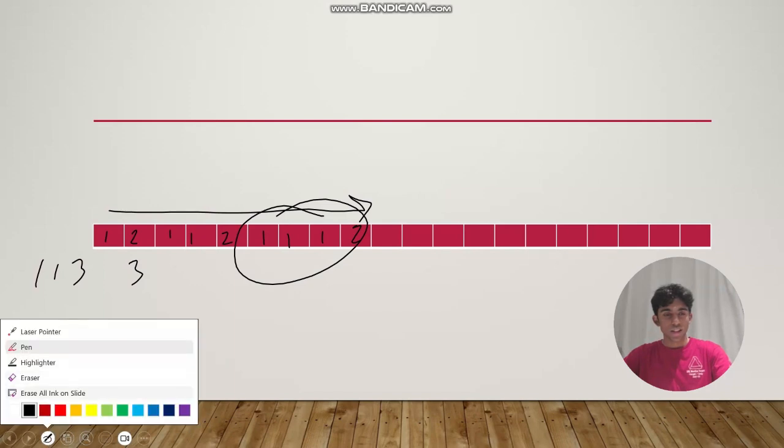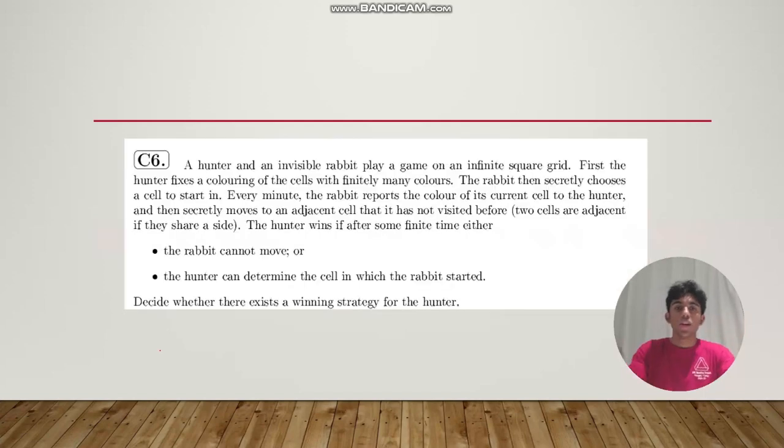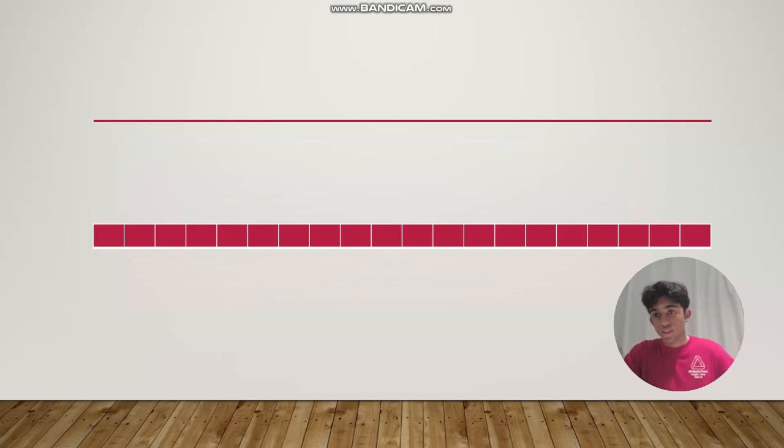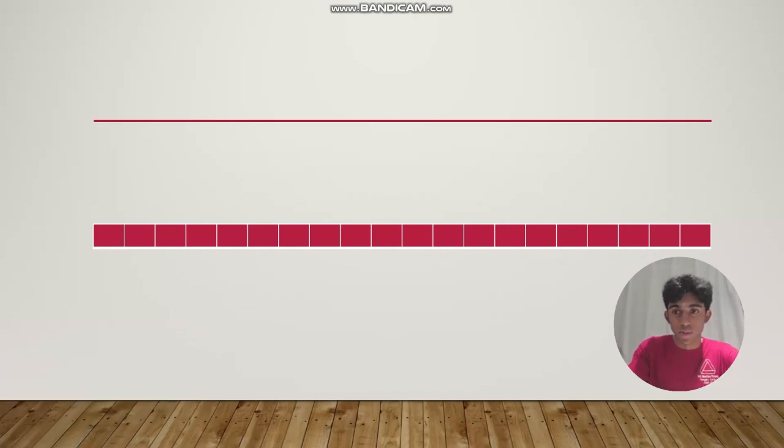Great. Can erase the ink. And now we can also start thinking about a harder version of this reduced problem. We're told here that the rabbit can't move to a cell that it hasn't visited before. But what if it can, right? What if the rabbit can move to a cell it has visited before?